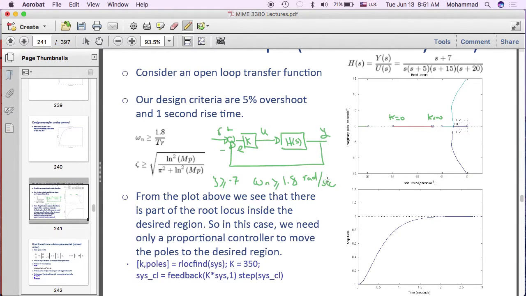So if you plug in those numbers, we want the rise time to be 1 second or less. That means your natural frequency has to be more than 1.8 radians per second. So at least the natural frequency has to be 1.8 radians per second. And we want the overshoot to be less than 5%. So if you plug in Mp as 0.05 in that formula, you get a zeta of 0.7 or larger. So a zeta of 0.7 and larger will give you an overshoot of 5% or less. So these are the requirements.